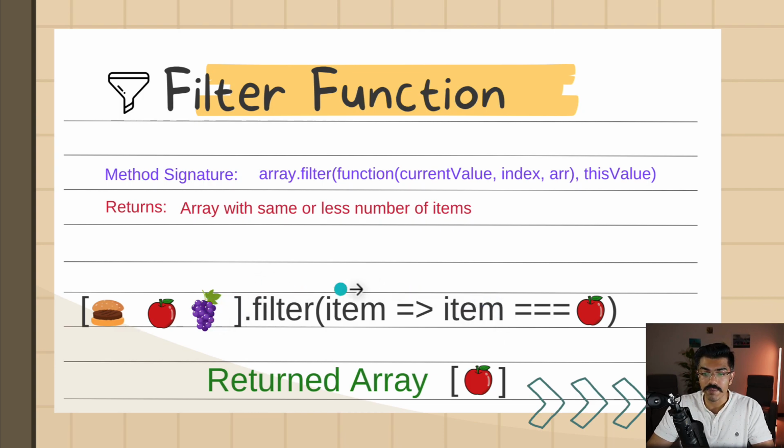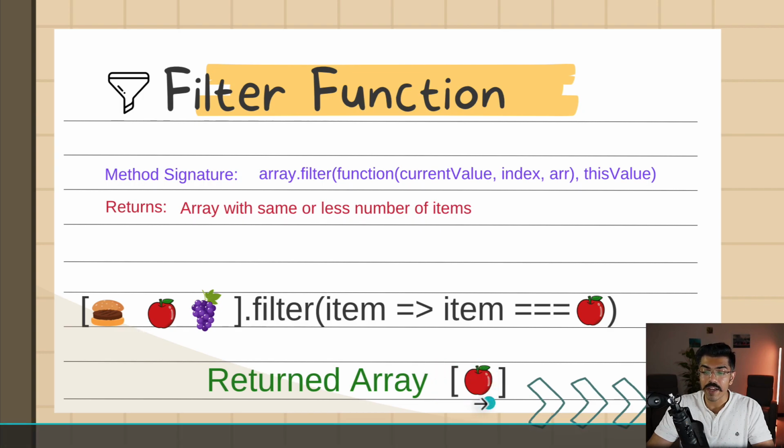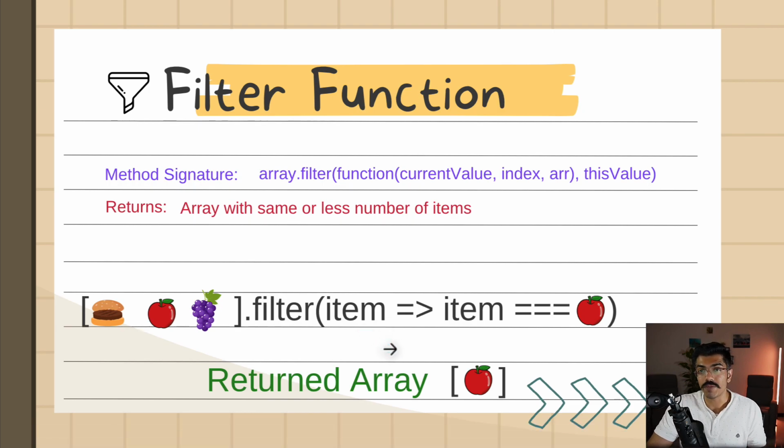Same thing for the grapes. It tries to compare it with the apple, does not find a match, and it returns nothing. So in the end, we can see that it returns an array with just one element. This is basically how the filter function is going to be working. Now I'm just repeating myself, but please remember, whenever you're using the filter function, it's going to be returning either the same number of values in case everything matches, or just a subset of the original array. So let's just dive into the code and see how this works.